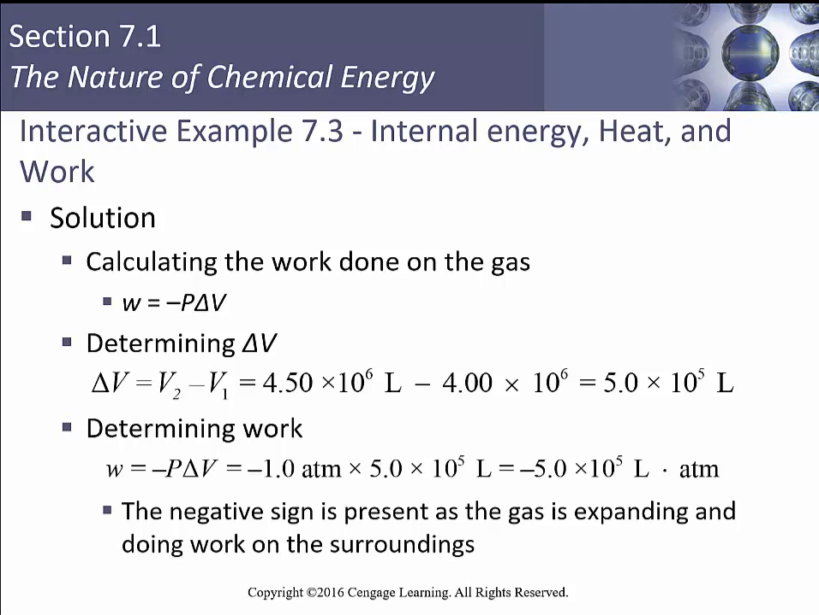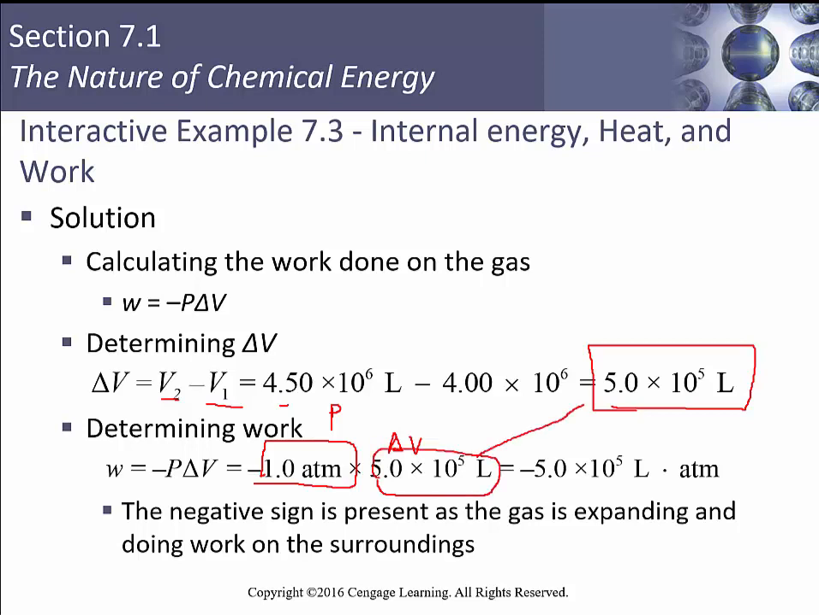So to determine delta V, all we do is our final minus our initial volume, so 4.5 times 10 to the 6 liters minus 4 times 10 to the 6 liters gives us 5 times 10 to the 5th liters. To determine the work, W is equal to minus P delta V. So we'll take our 1 atmosphere, this was the pressure we were given, times delta V, our change in volume that we calculated. And that's going to give us minus 5.0 times 10 to the 5th liters times atmospheres.